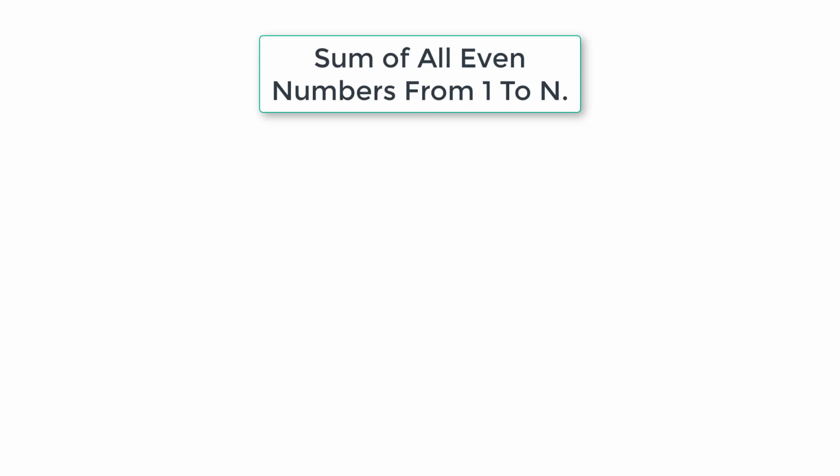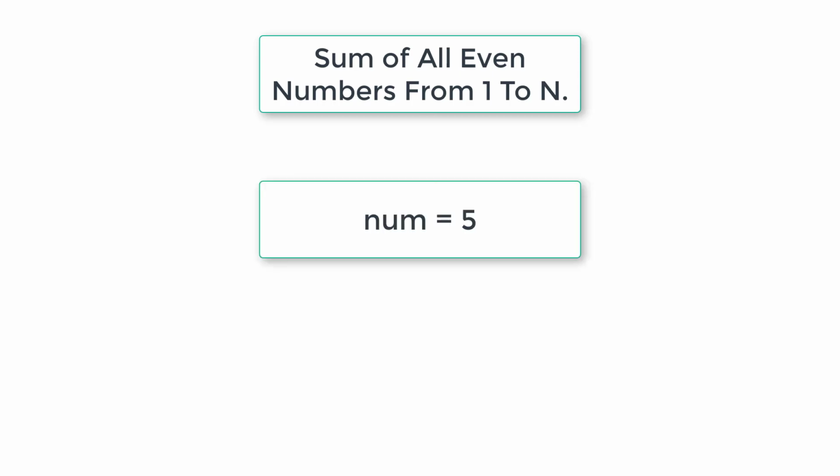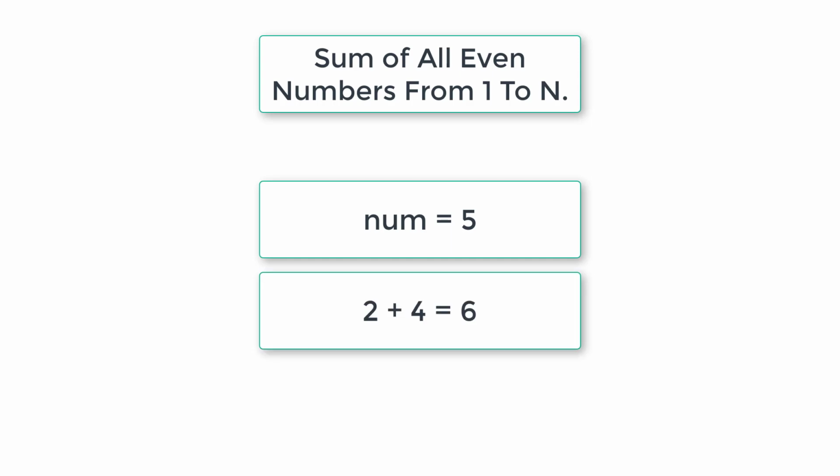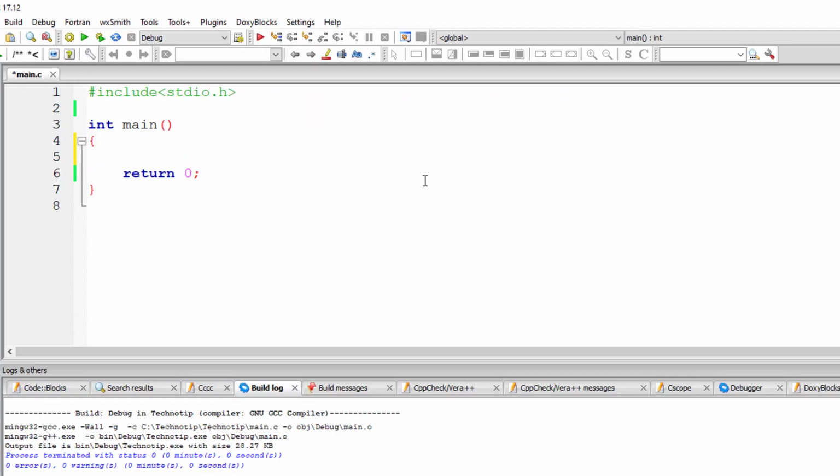In this program, we ask the user to enter a number and we find all the even numbers from 1 to n, that is the number entered by the user. In this case, 2 and 4 are the even numbers from 1 to 5. We add them and display the result on the console window.